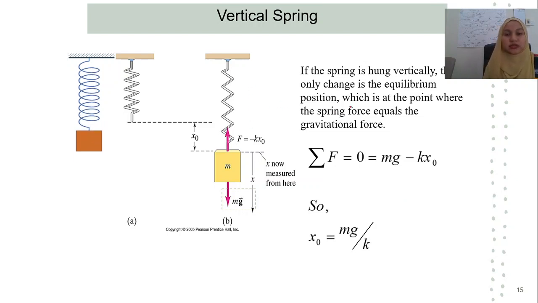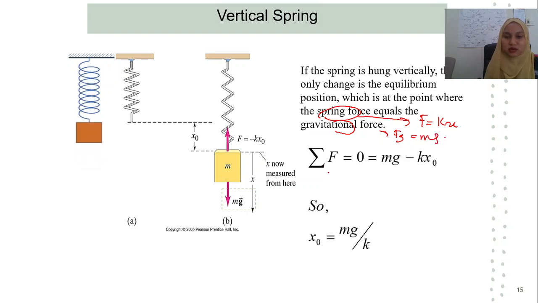Alright, so for a vertical spring, the spring force is equal to the gravitational force. The spring force follows Hooke's law, F equal to kx, right? And the gravitational force is Fg equal to mg.